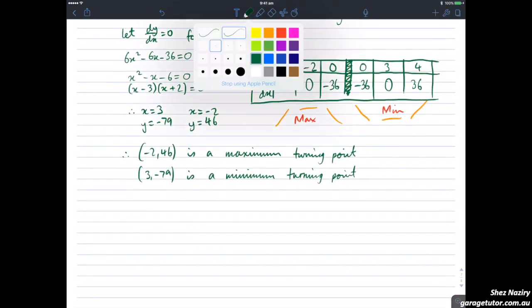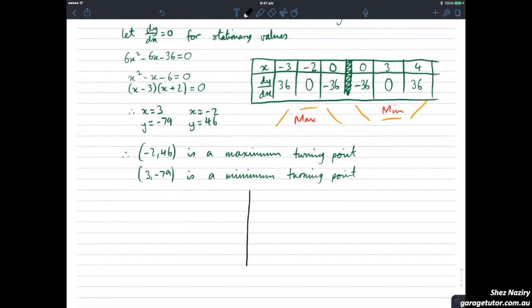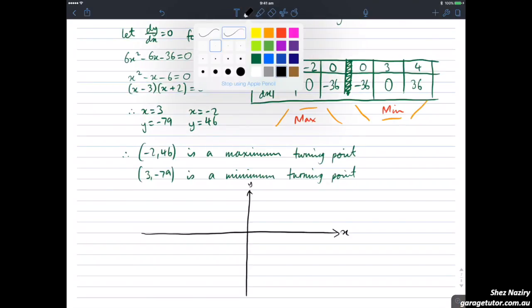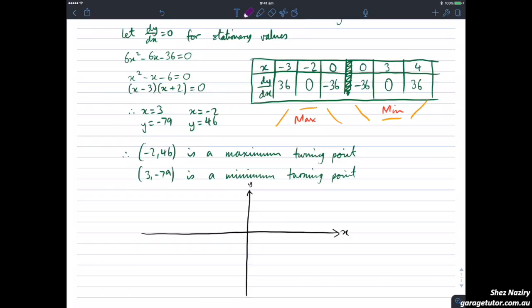Okay. And now we can sketch it. It doesn't have to be to scale, but at least have some sort of accuracy in your sketch. Now we have 3, negative 79, so we'll assume that's all the way down here somewhere. And then we have negative 2, 46, so we'll say that's somewhere up here. So long as you show me these key features, guys, you will get full marks for your problem. Okay? So what do we say 3, negative 79 is? A minimum.